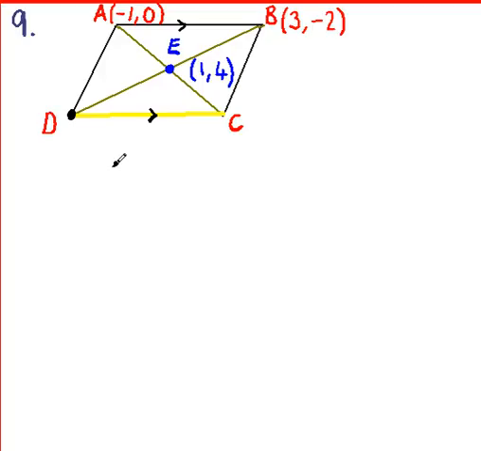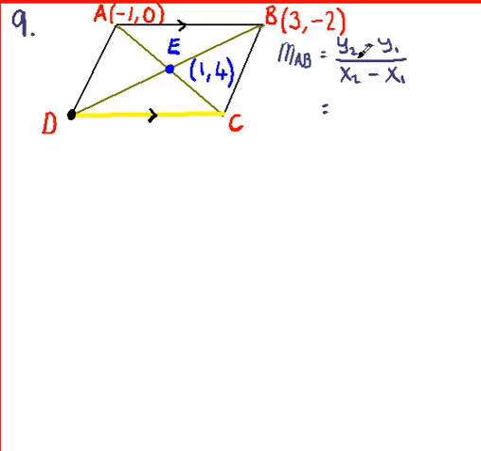But the fact that this shape is a parallelogram means that this top line, this top side AB, is parallel with the bottom side DC, the one we are interested in. And what we know about parallel lines is that they have the same gradient. So if we work out the gradient of line AB, then that gives us the gradient of line DC. So that's what we'll do first.